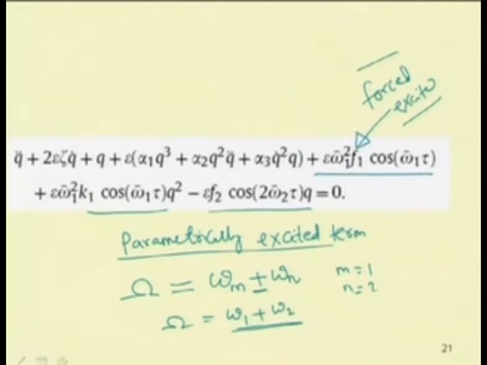Similarly, you can take the difference. So, you can write omega equal to omega 2 minus omega 1.